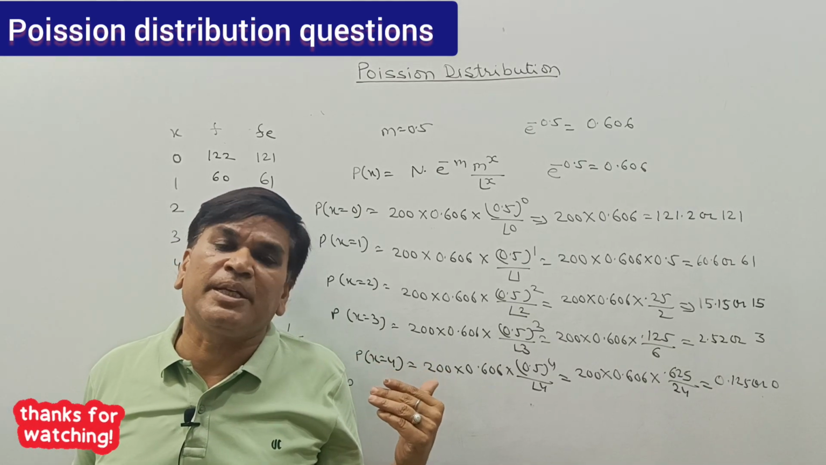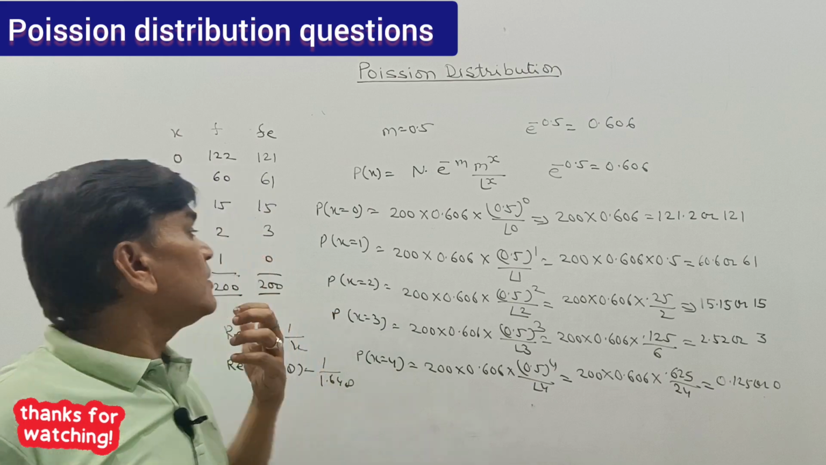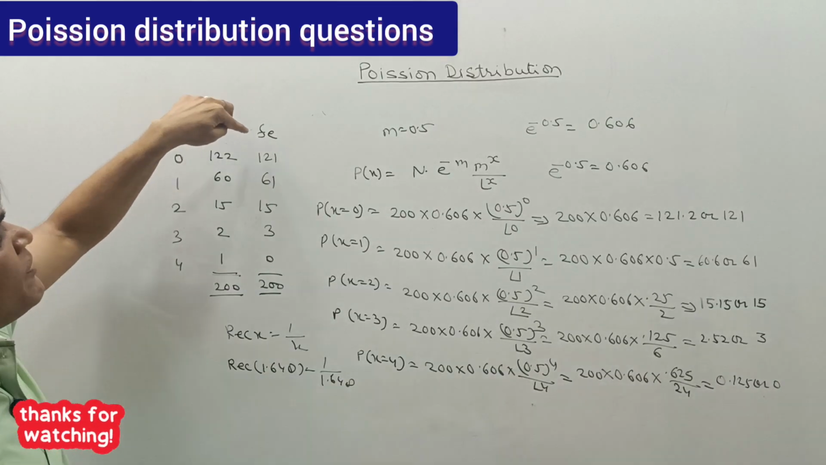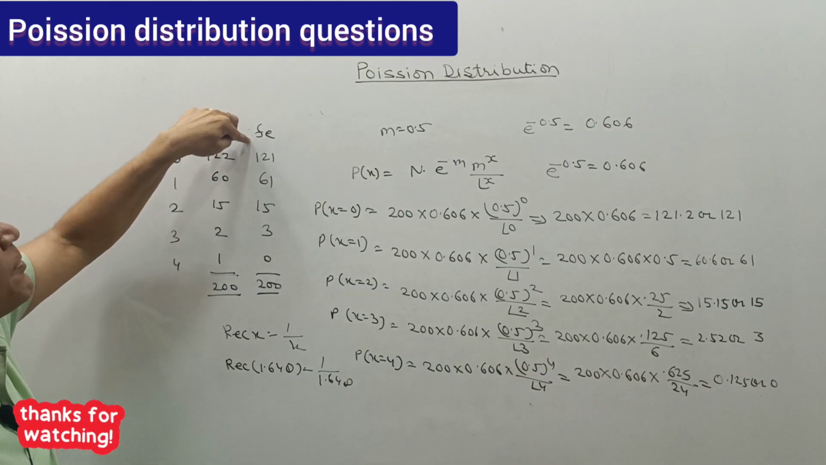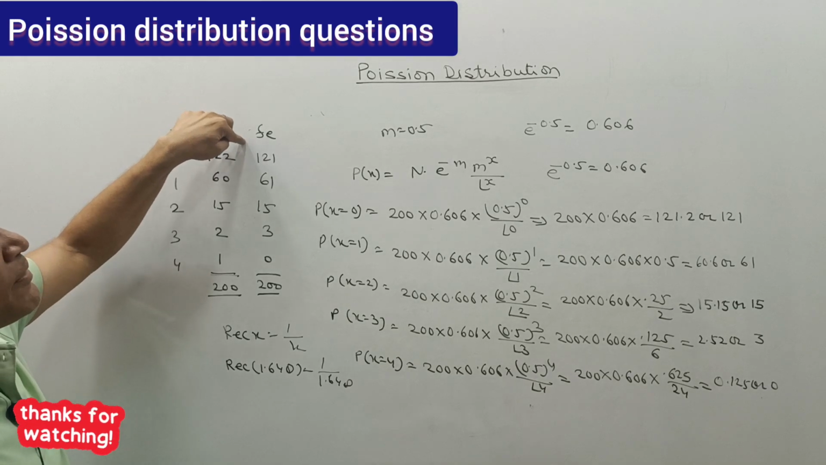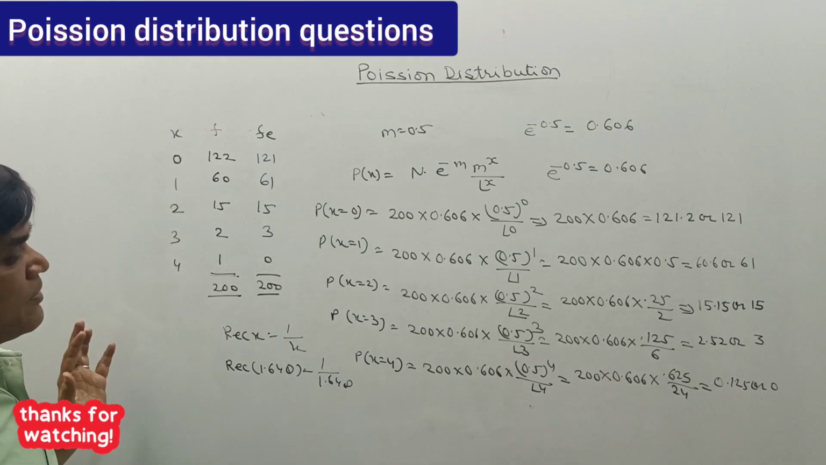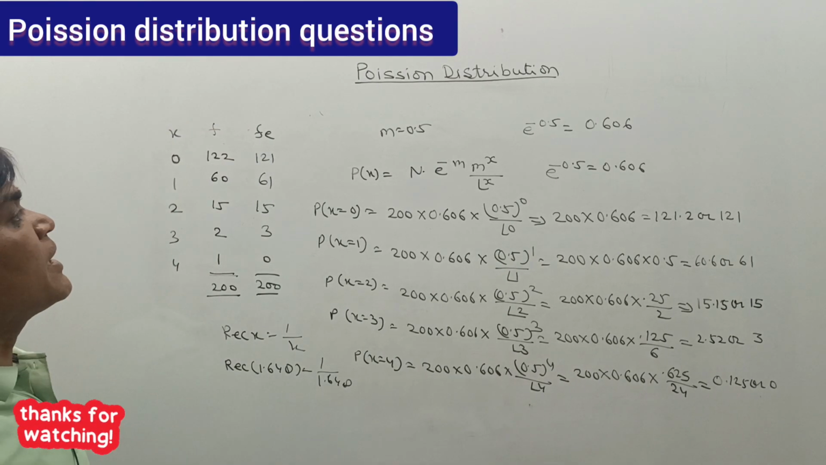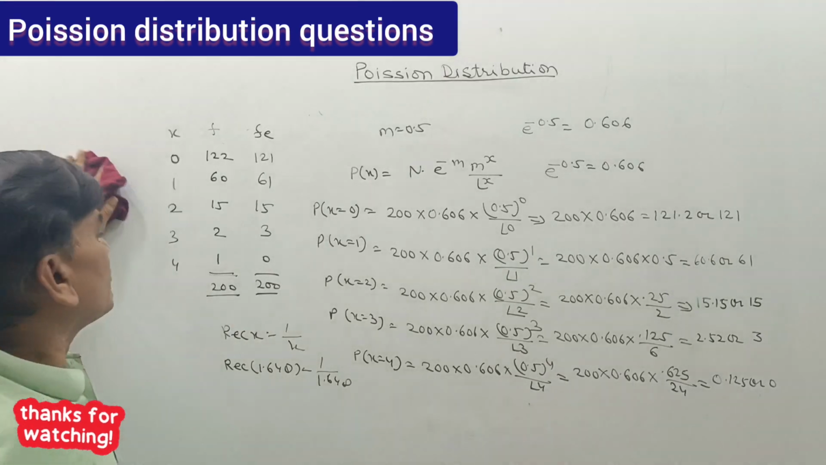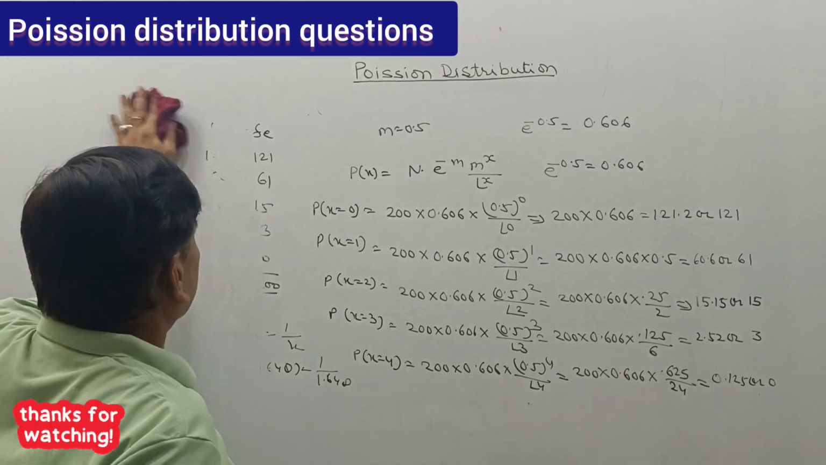If we want to calculate the chi-square test also, we have the original frequency and the estimated frequency. On behalf of the original and estimated frequencies, we can calculate the chi-square test. In this manner, we can use the Poisson distribution. We have one more question related to the same.